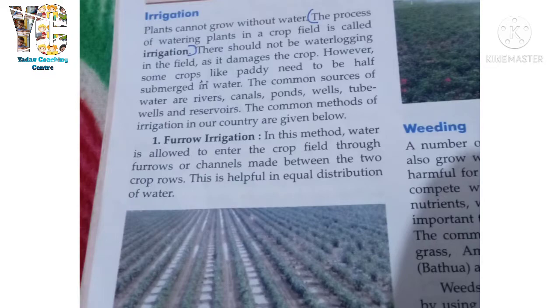Is it clear, children? So there should not be water lodging in the field, as it damages the crop. Now, what is water lodging? Water lodging means standing water. That means you must have seen in some places the level of the field is a little low and the water stands over there. That means it will not dry, and this will spoil the crop. So that is known as water lodging.